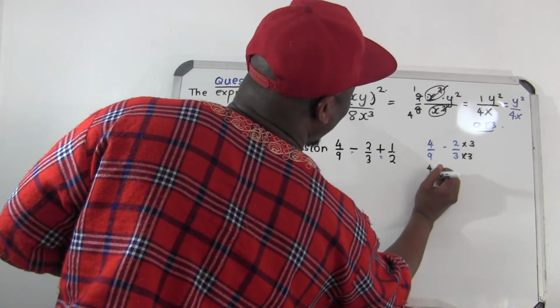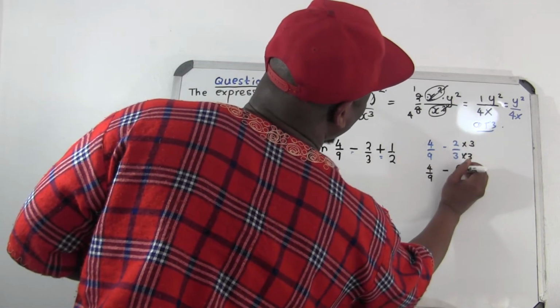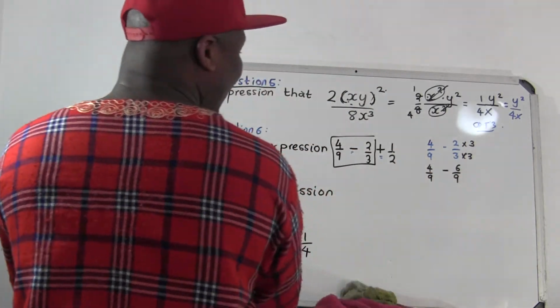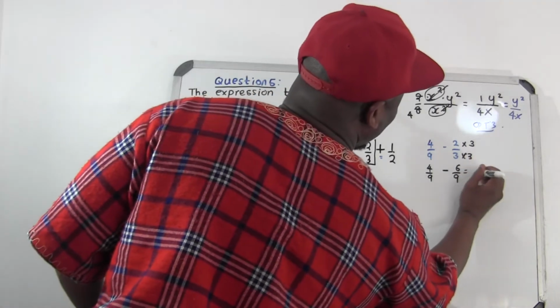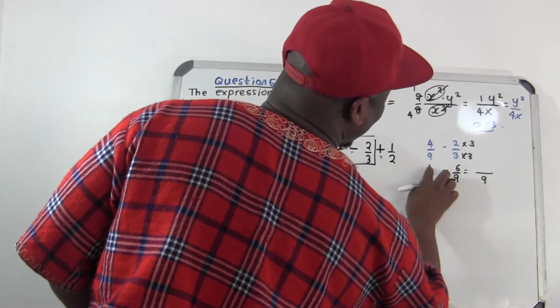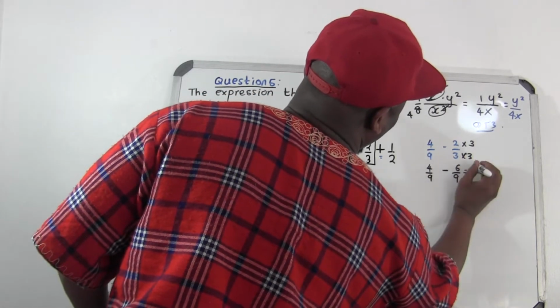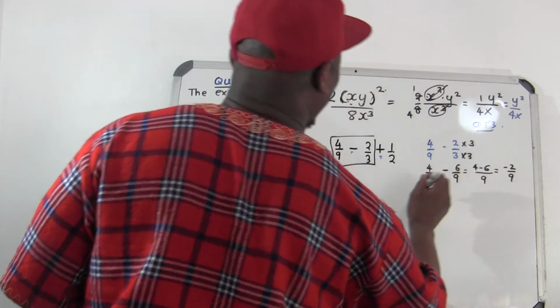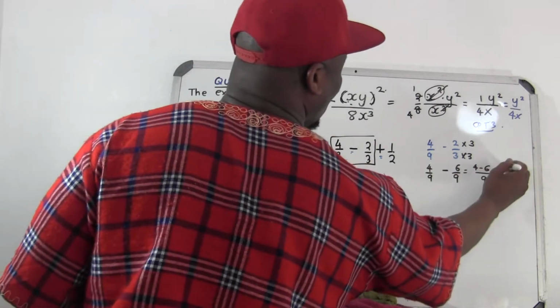So this is going to be 4 over 9 minus 2 times 3 equals 6 over 9. So we start with this one, okay? Now the denominator is the same, so I'm only going to write one denominator, and we have 4 minus 6. So 4 minus 6 equals negative 2 over 9. So this half gives us negative 2 over 9.